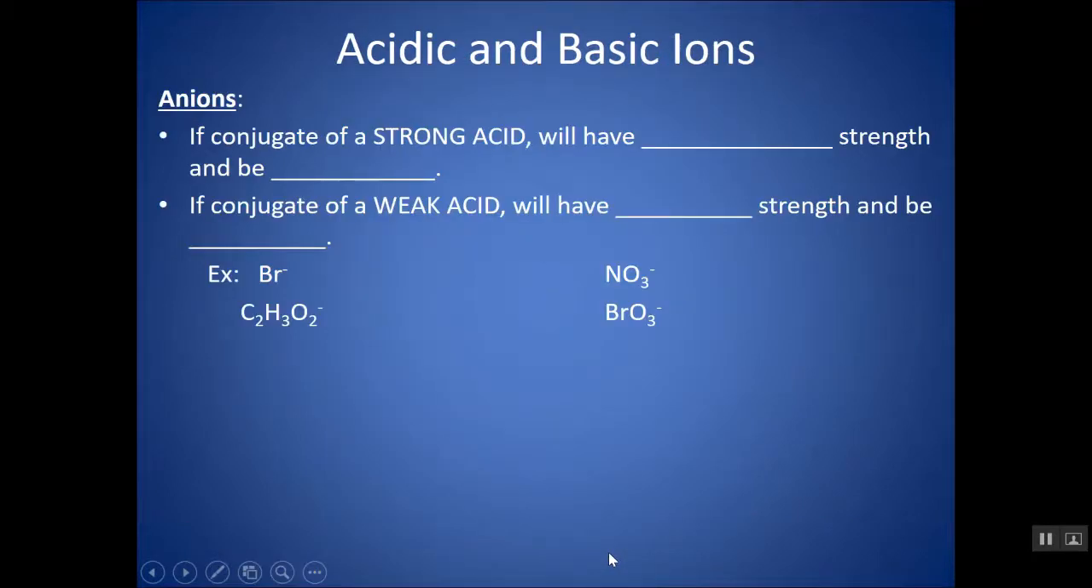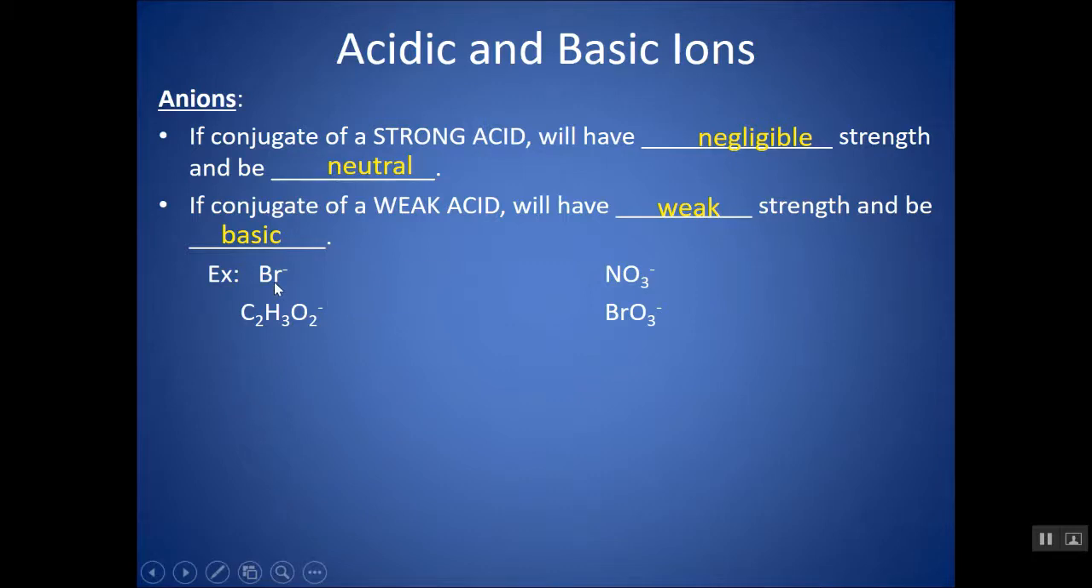Okay, if I'm thinking about my anions, and a salt has a cation and an anion, a positive ion and a negative ion. Anions means negative ion, in case you didn't know. If it's the conjugate of a strong acid, then it will have negligible strength, and the solution will end up being neutral. That ion will not be able to function as an acid or base. However, if your anion is a conjugate of a weak acid, it will then have weak strength and it will be basic. Take a moment, try this example, and figure out which of these negative ions might be neutral, which might be basic.